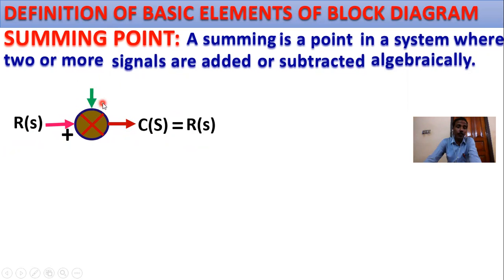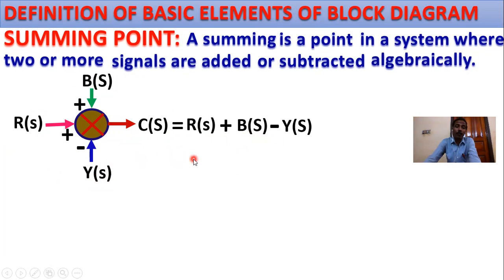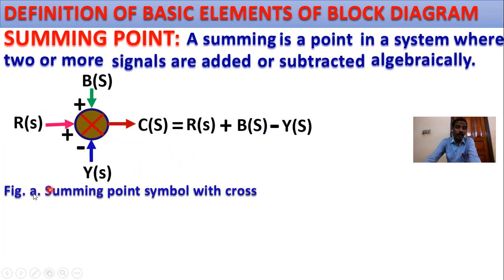Then another input, also positive, and this input equals B of S. So what is the output? These two signals give R of S plus B of S. And another signal, this one negative, is Y of S. So C of S equals R of S plus B of S minus Y of S.